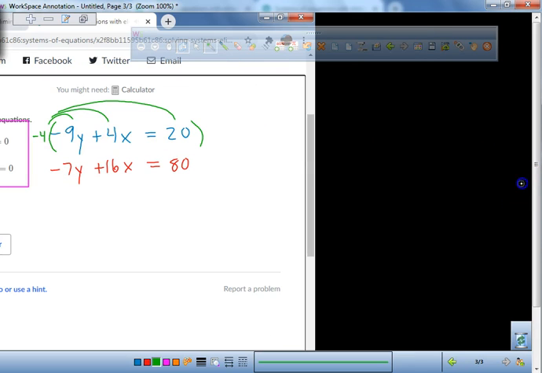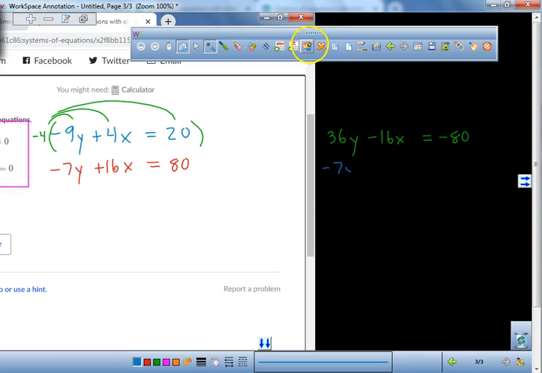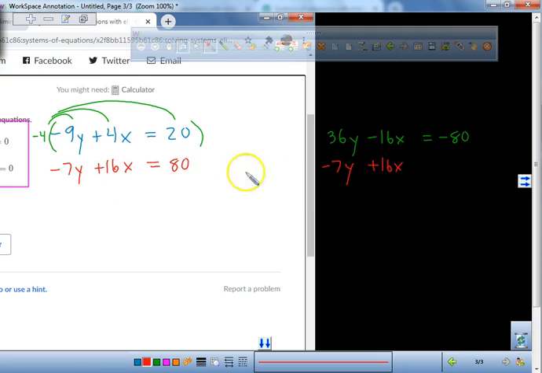So when I do that, I'm just going to come over here to the blackboard. A negative times a negative is a positive, so put 36y. Negative 4 times 4 is a negative 16x. Yay! Negative 4 times 20 is a negative 80. I'm already liking this problem. Totally liking this problem. Because our answers are going to be super easy. So right now, we're just going to take that negative 7y, put it right underneath it. Take that positive 16x, put it right underneath it. And put that positive 80 right underneath it. So we're just going to put it just like that.